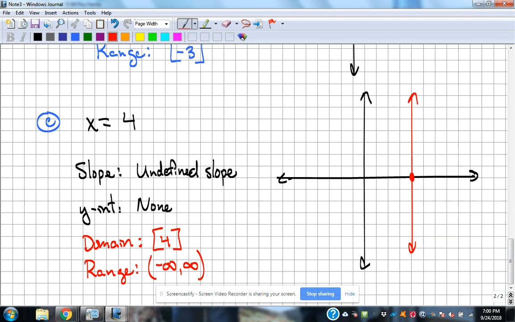Memorize examples D and E. Y equals a number, horizontal line. X equals a number, vertical line. At those numbers on the axis. Okay? Memorize that fact. Okay?